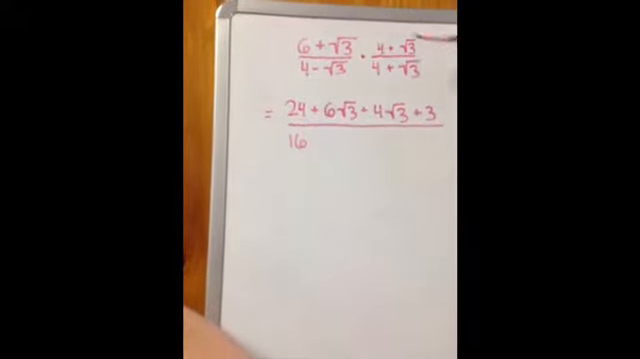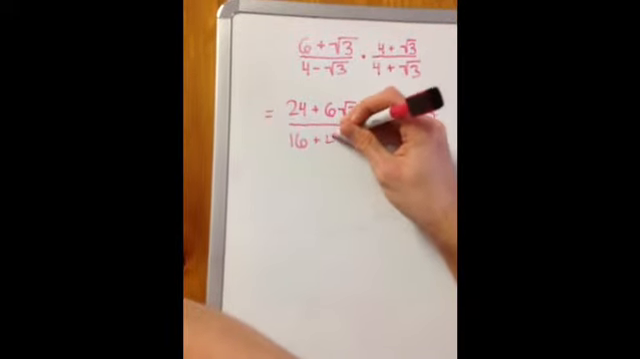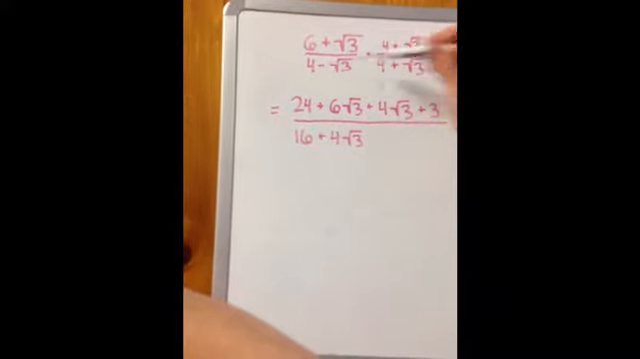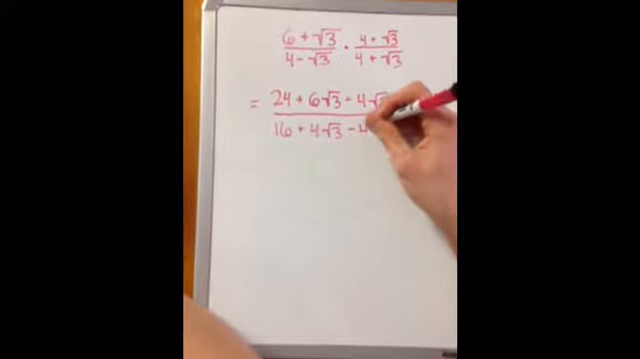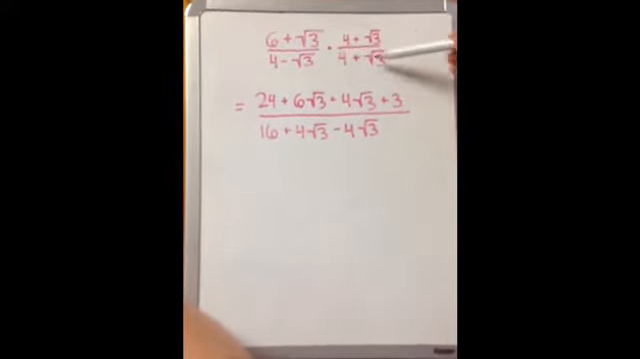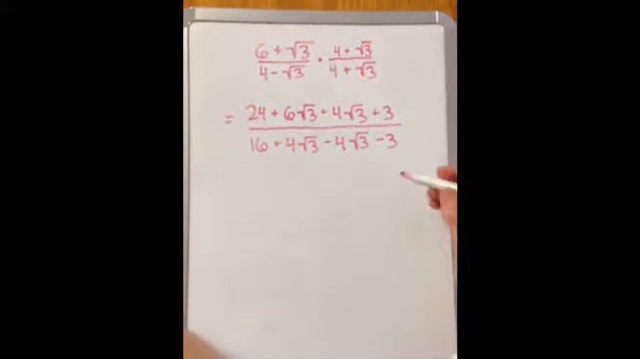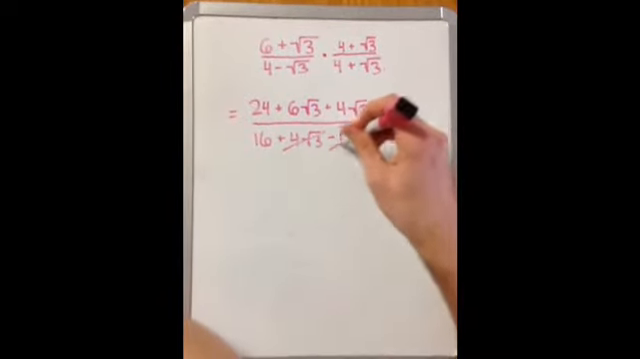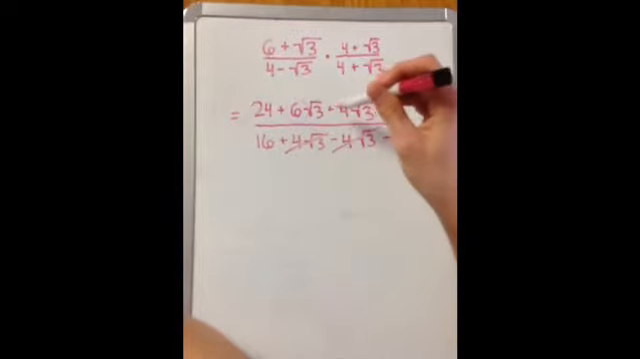Now in the denominator, the first terms would be 4 times 4, which is 16. The outer terms would be 4 times the square root of 3. The inner terms would be minus 4 times the square root of 3. Then the last terms would be minus 3. So what you see when you do this is in the denominator, the radicals cross out. And so there is no more radical in the denominator.